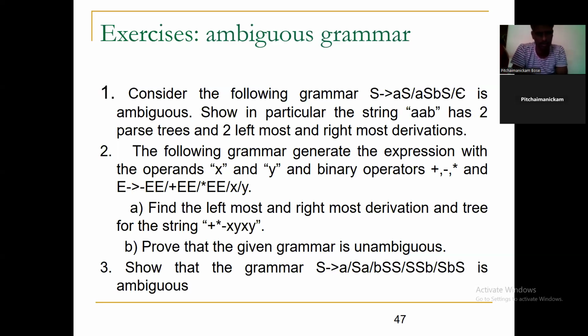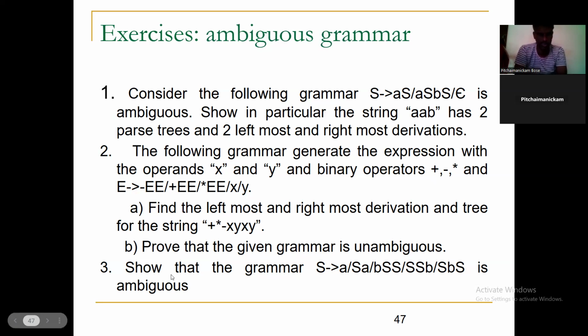These are some exercises you have. Consider the grammar S derives aS, aSbS, empty. Show that it is ambiguous, and that the particular string aab has two parse trees and two leftmost and rightmost derivations. Next, for the grammar E derives minus E, E plus E, E star E, X, find the leftmost and rightmost derivations. You all know this, so apply it and derive the parse tree for the given string. This is unambiguous, meaning we get only one parse tree for the given input string.